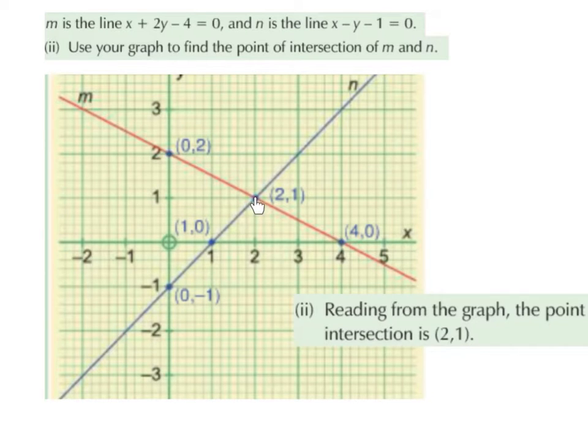And I can clearly see that this is the point at which the two lines cross or meet. So this is known as the point of intersection. And it is 2 on the x-axis and 1 on the y-axis. So 2, 1 is our point of intersection. So reading from the graph, the point of intersection is 2, 1.